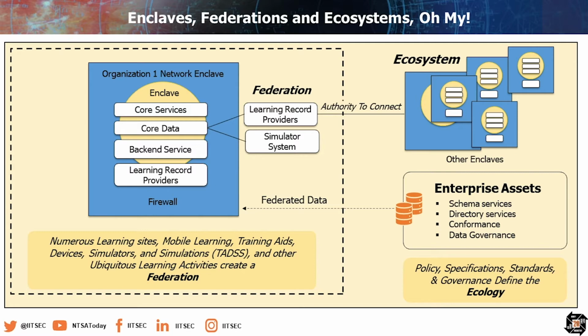You don't have to buy them from any particular place, but they have to comply with certain interface and data standards. And we separate those into core data, core services, back-end services, which are like the user directories and file services and things like that you normally think of being provided by Amazon Web Services. And then lastly, learning record providers, which are any of the devices or training or anything like that that's been instrumented in order to conduct learning.